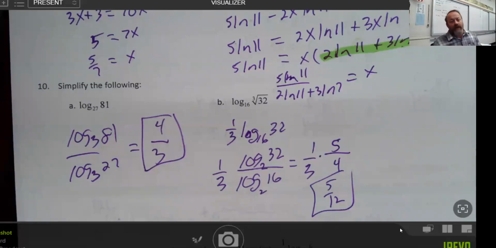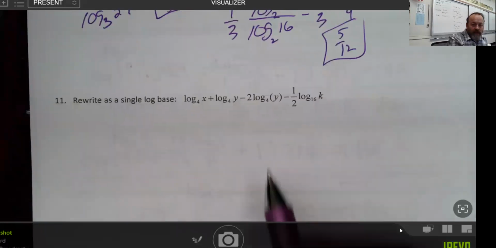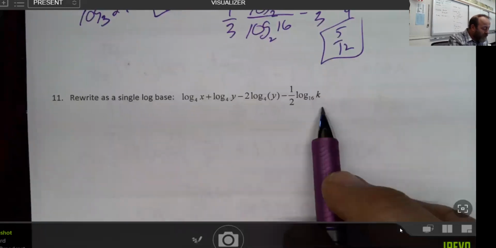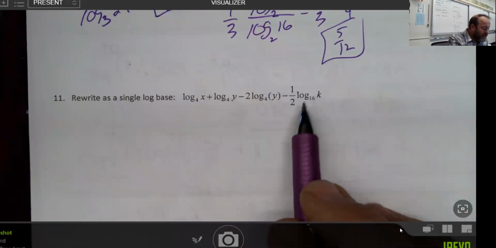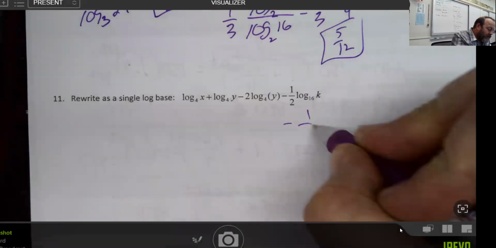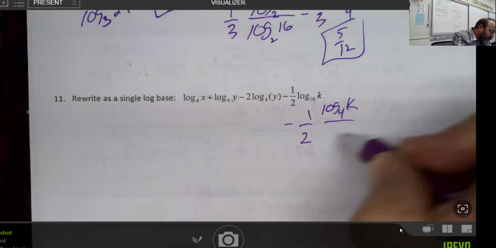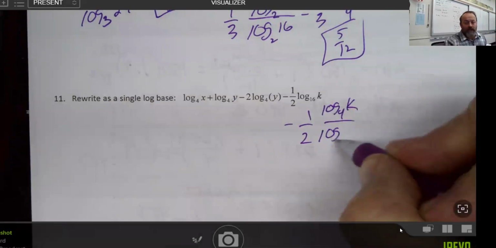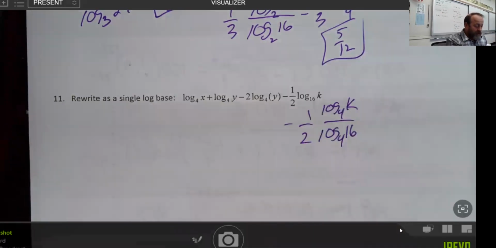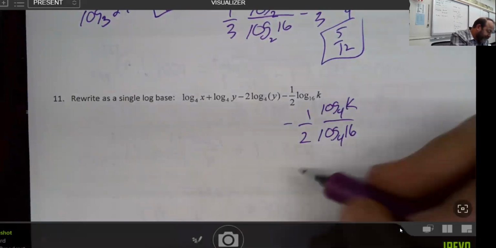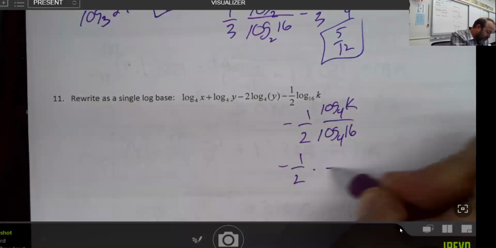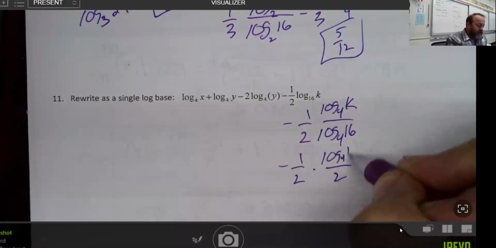And then my very last question on the review for me is that we want to put this all together, and we have good bases here, here, and here, but we don't really like this base right here. So I'm just going to go ahead and mess around with this thing right here, and I'm going to write the log base 4 of k over the log base 4 of 16, because I would really like this to be the same base as these other guys, but I know that 4 to the 2 power is 16. And of course, 2 times 2 is 4.